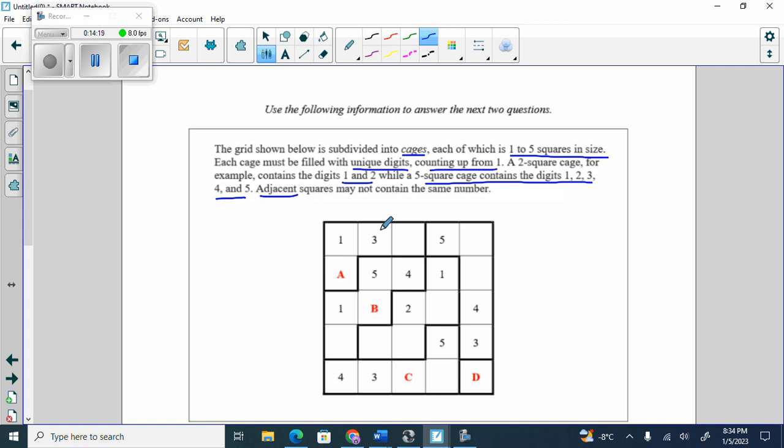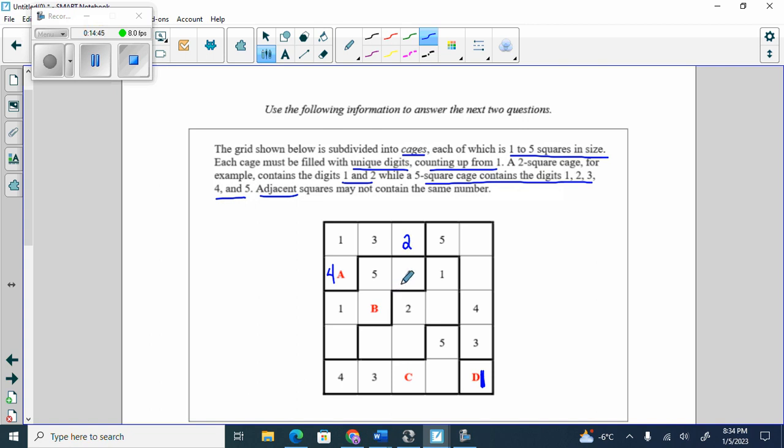So, D has to be 1. It's a 1 cage. It's going to have to be the number 1. Okay? Now, if this is 1 and 3, this is going to have to be 2 or 4, right? In these 2 boxes, but adjacent squares can't be the same, so I can't put a 4 here because there's already a 4 here. So this is going to have to be a 4, and this is going to have to be a 2.